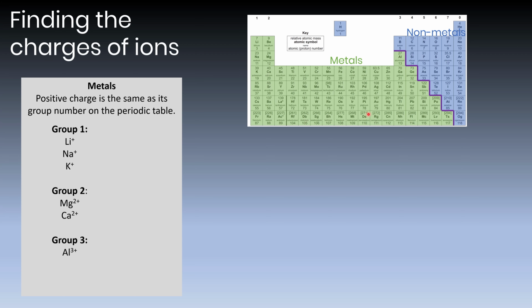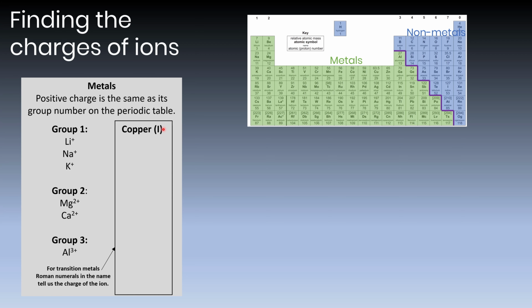The metals in the central block of the periodic table are known as the transition metals, and you might notice that there's no group numbers above them here. That's because they can form ions of different charges. In exam questions, the charge of a transition metal will always be given as a Roman numeral. So, copper I means copper 1, so that's Cu+, because it forms a 1+ ion. Copper 2 would be copper 2+. Iron 2 would be iron 2+. Iron 3 would be iron 3+, and zinc 2 would be zinc 2+.